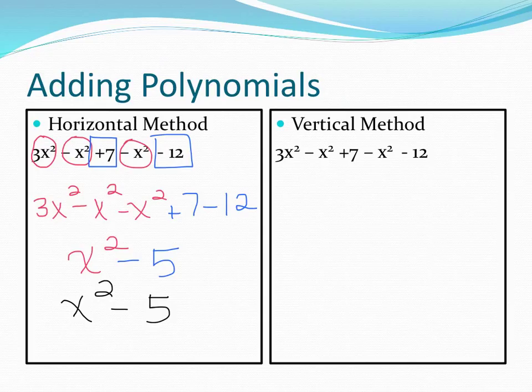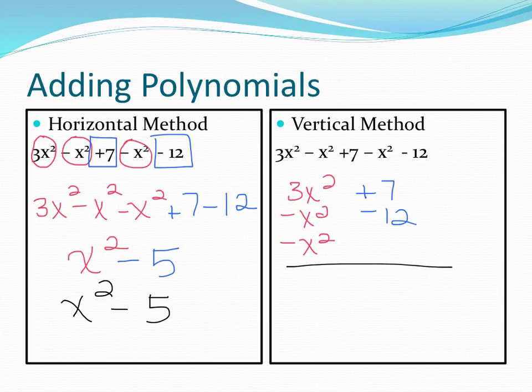Now, the vertical method says that you're going to stack your terms, your like terms, vertically. So let's look at our x squared terms. We're just going to stack those up vertically. Now let's look at our constant terms. We're going to stack those vertically. And now we're going to add vertically. So when we add our red terms, we will get x squared. And when we add our blue terms, we will get minus 5.